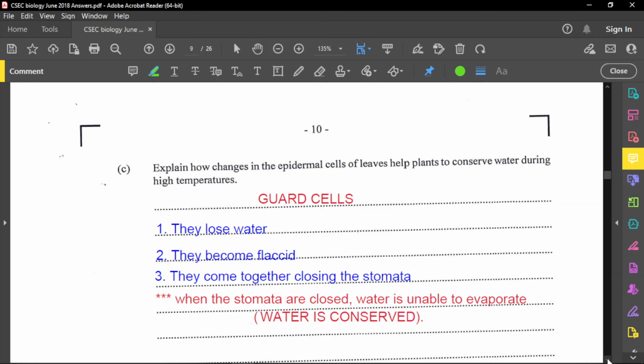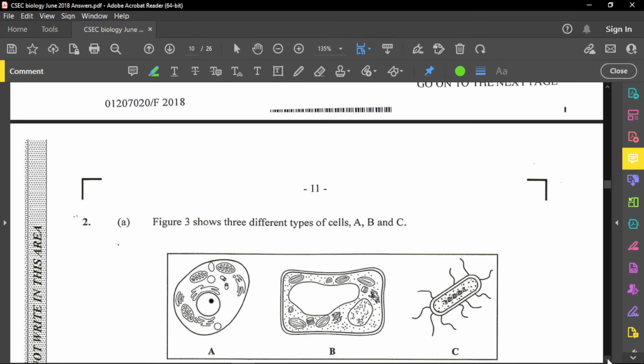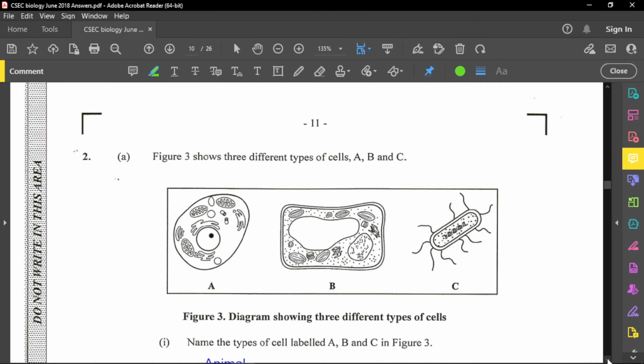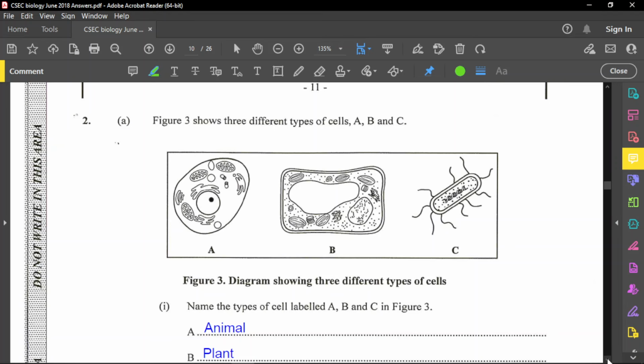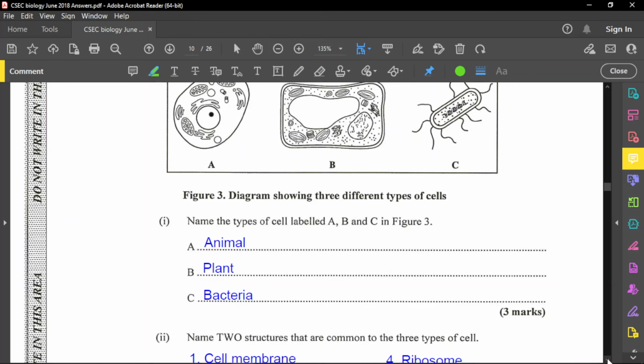All right, and the point to note, you notice the piece in red right there said when the stomata are closed, water is unable to evaporate. And so water is conserved as a result. All right, and so that's 3 marks, and that's the end of question number 1. Question number 2: Figure 3 shows 3 different types of cells, A, B, and C. I know that you know these cells by looking at them. Name the type of cell labeled A, B, and C. A is an animal cell, B is a plant cell, C is a bacterium.